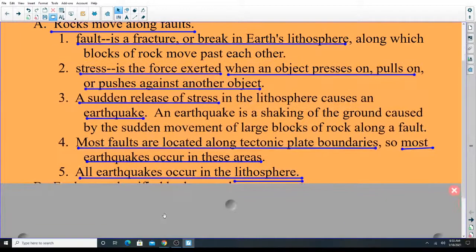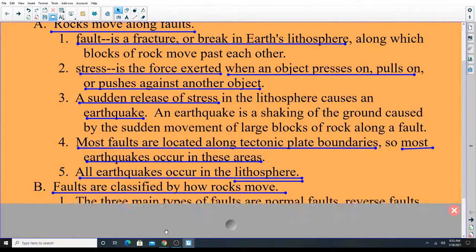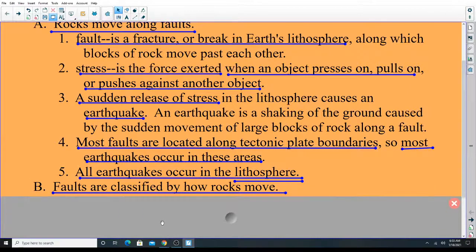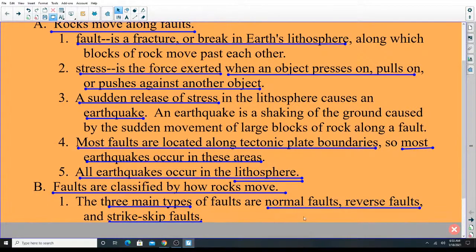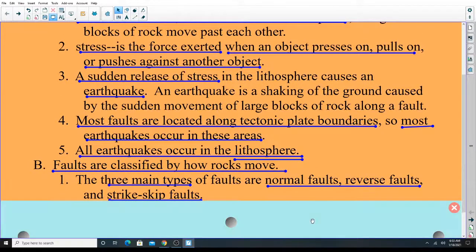So, now they are classified by how they move. And the three types that we're going to cover here are normal faults, reverse faults, and strike slip faults.